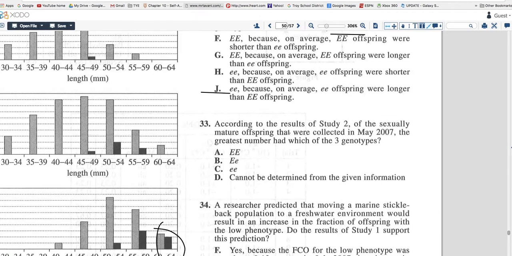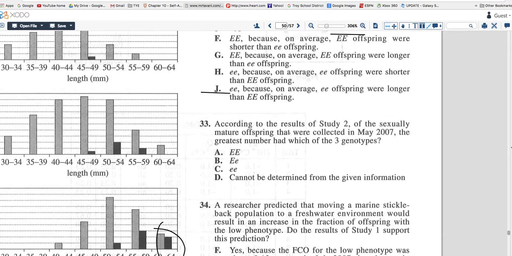Who can do 33? Manvita. I did B because first I underlined study 2, and then which of the three genotypes. So I did greatest number. I did B because most of the fish were in uppercase E, lowercase e.